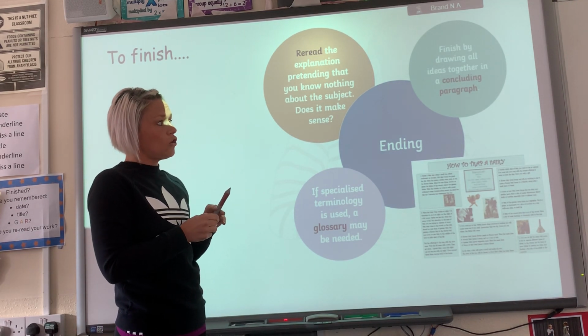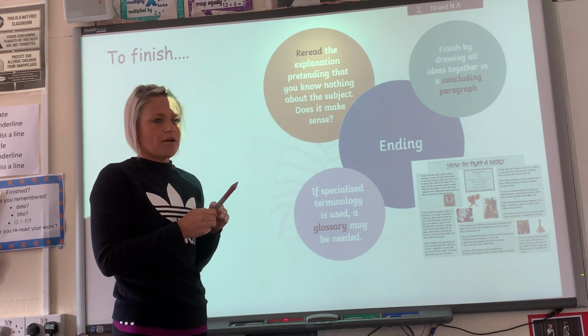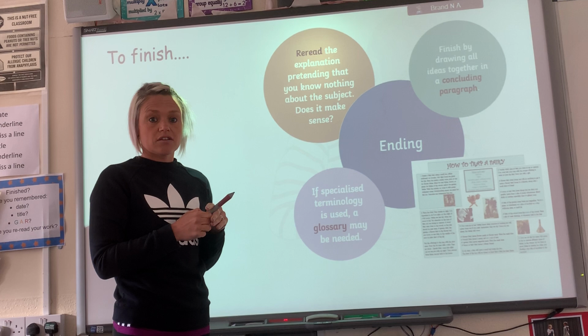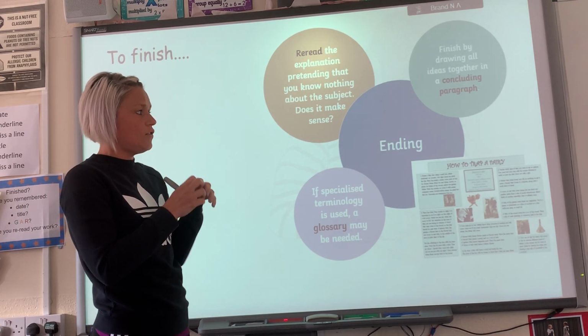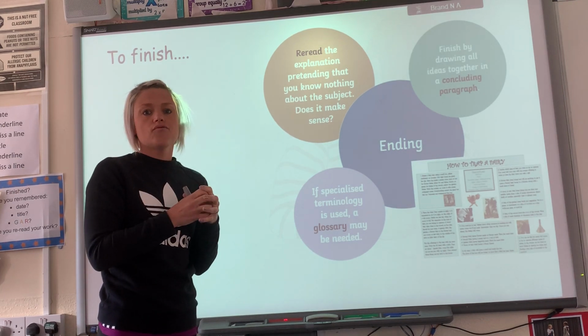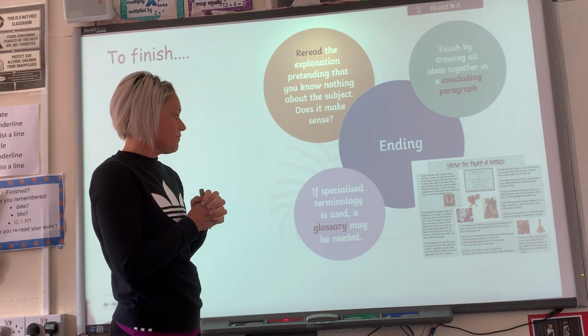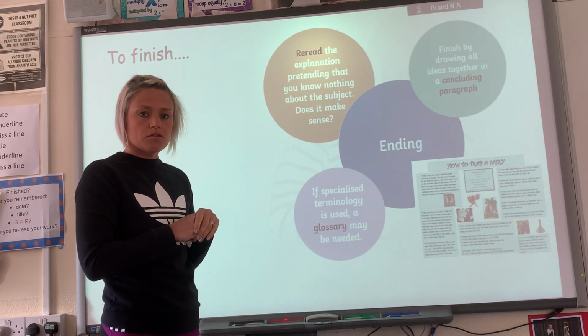Finish by drawing all your ideas together in a concluding paragraph. So that on your success criteria is your challenge, it's your Eureka challenge. See if you can give me a concluding paragraph that sums up everything that you've written about at the end for the reader. If specialised terminology is used, a glossary may be needed.